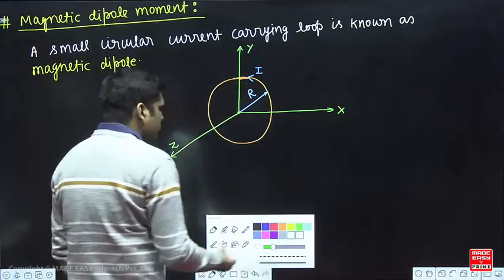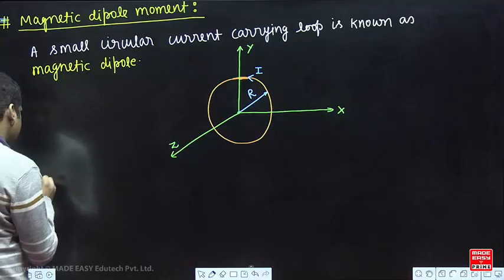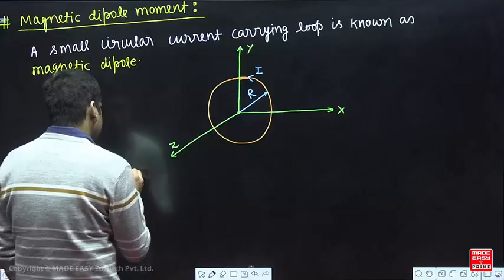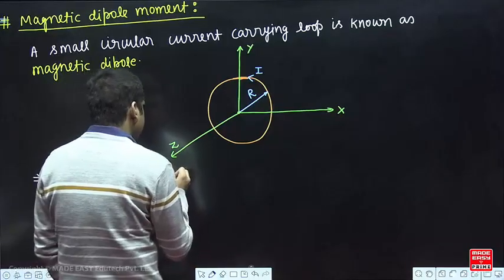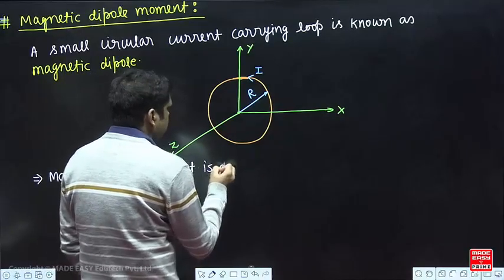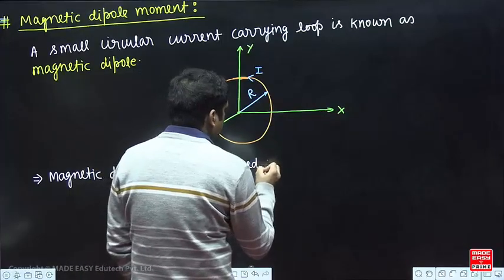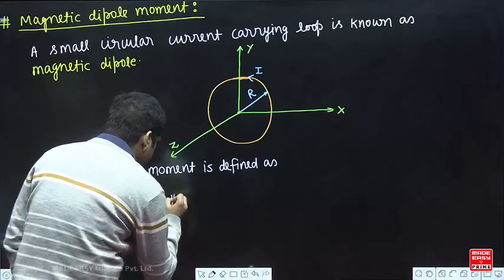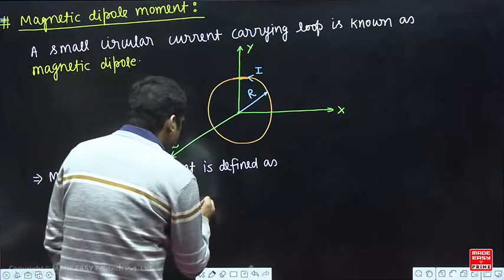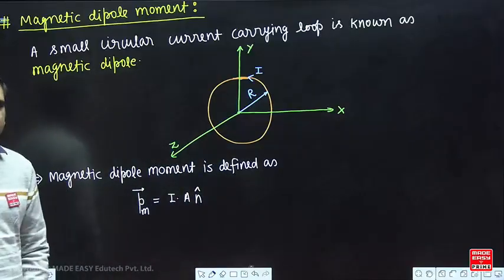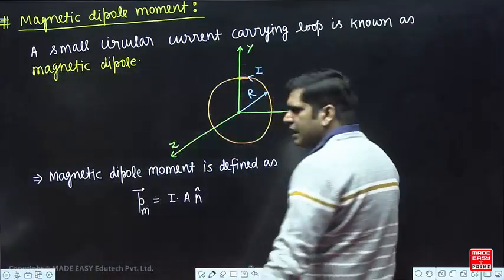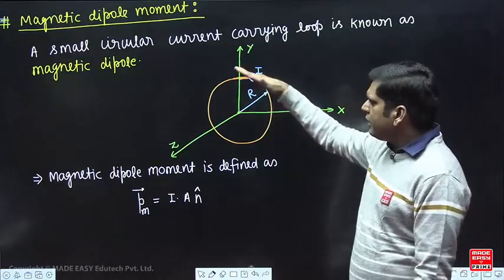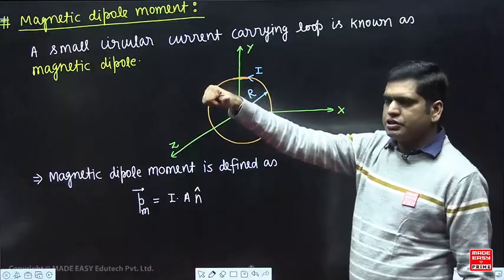So magnetic dipole moment is defined as Pm is current flowing through it into area into unit vector n cap, which will give the direction of dipole moment. Actually, direction is calculated like this: right hand screw rule. You curl the fingers of right hand along the direction of current flow, then thumb will show the direction of dipole moment.